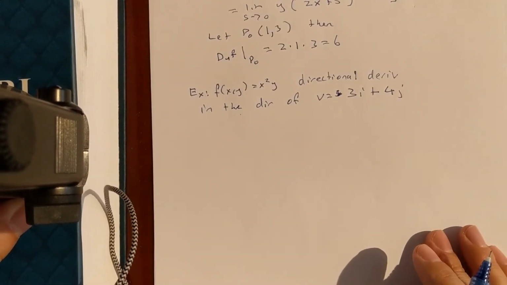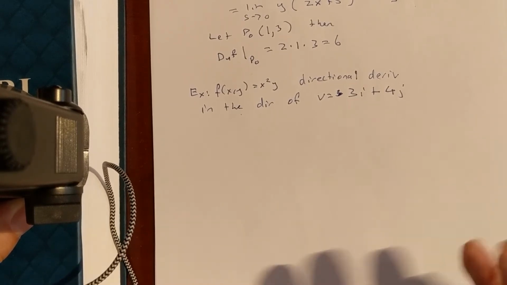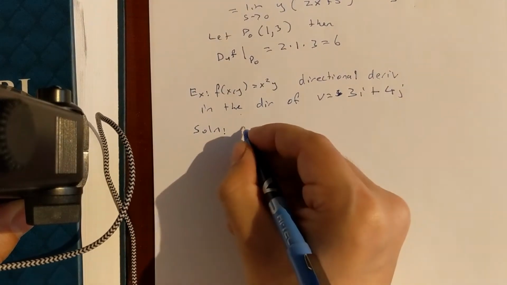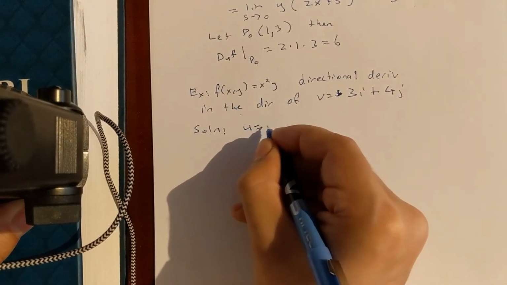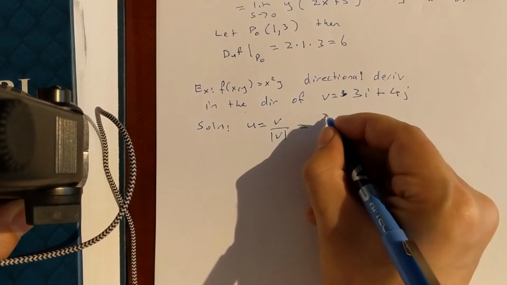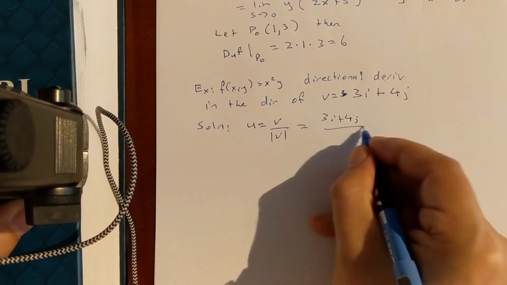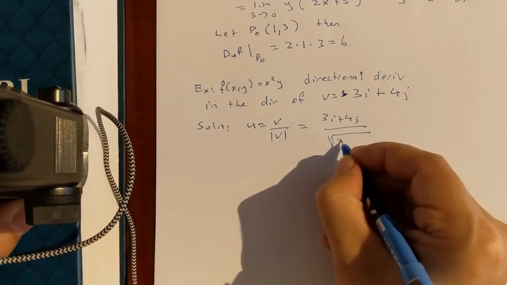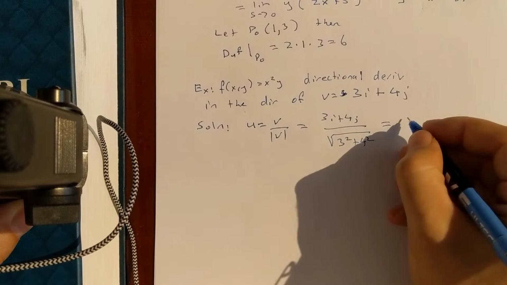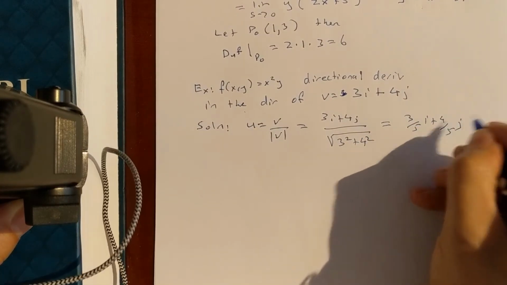This is not a unit vector. The direction is just the unit vector, so we first need to find the unit vector. Then u is going to be equal to v over the length of v. We have 3i plus 4j, the good old guy, all over the square root of 3 squared plus 4 squared. I picked the numbers nicely again, so that's just 5. So we have 3/5 i plus 4/5 j.